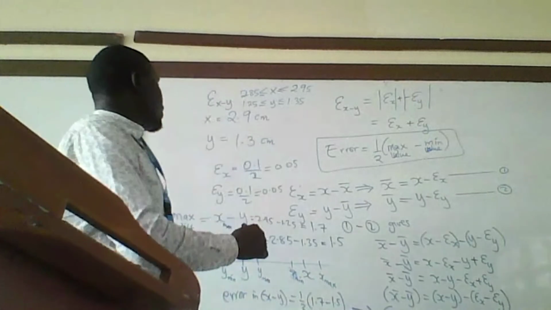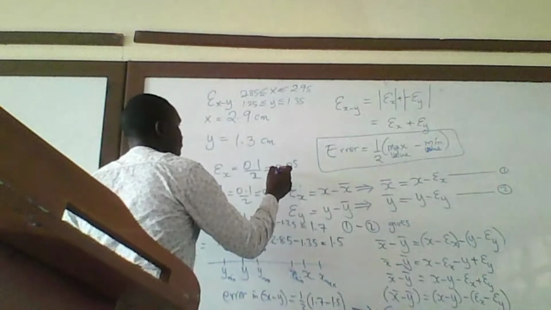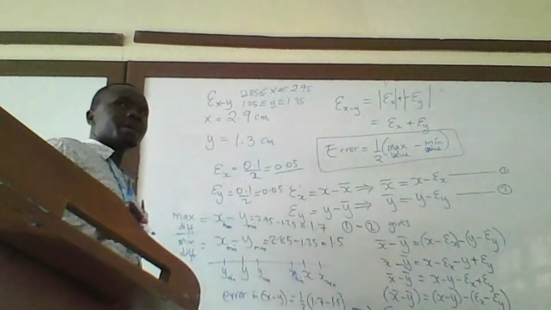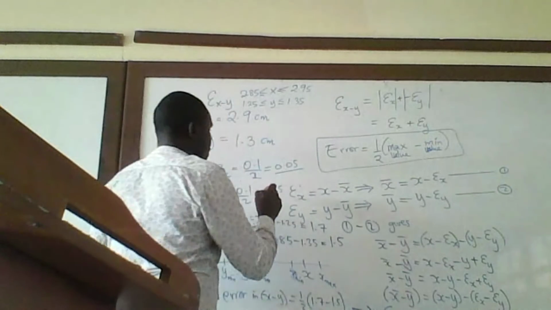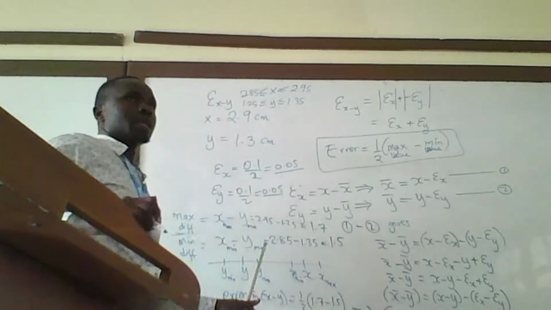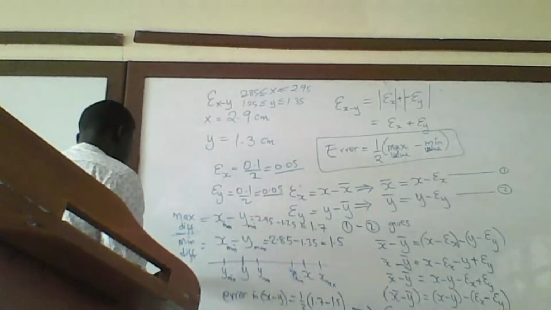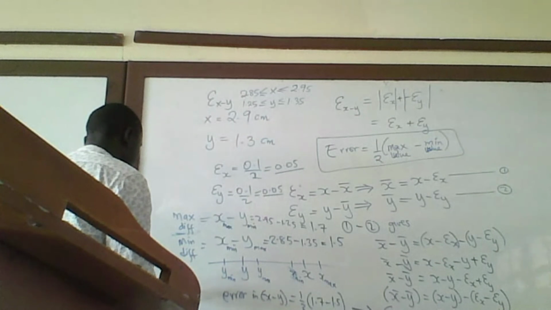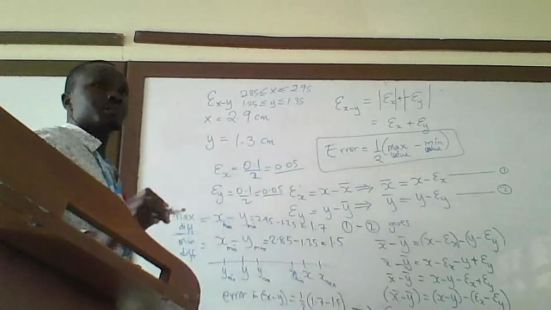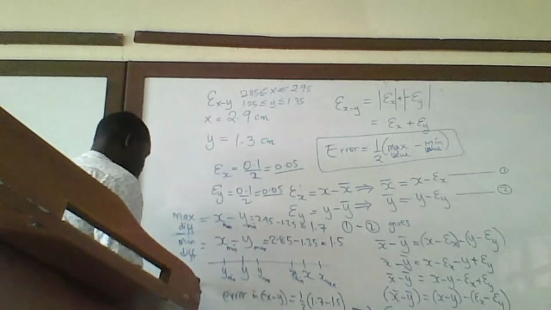And then we say the error in x by default was 0.05. Error in y was 0.05. If you add the two, what do you get? Error in x plus error in y. 0.1.